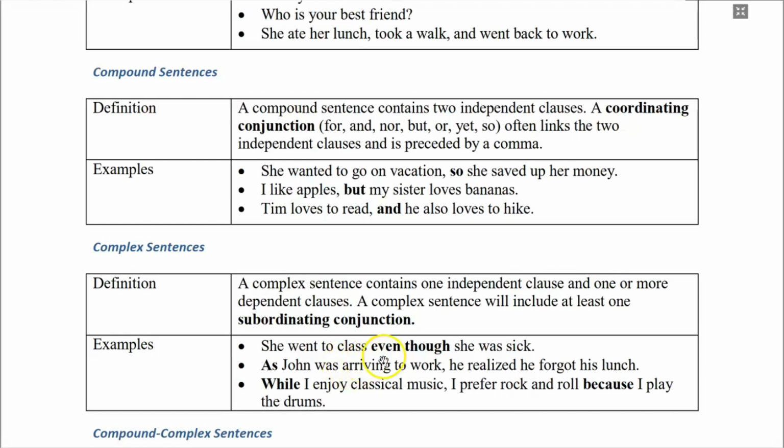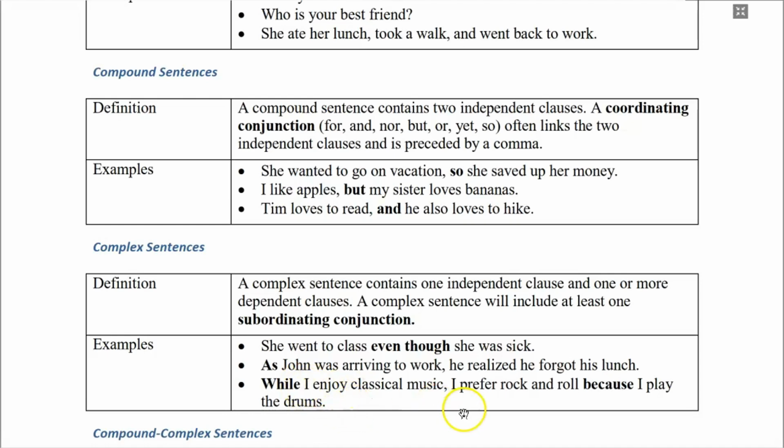She went to class even though she was sick. So if you say even though she was sick, that doesn't make sense. But if you say she went to class, it makes sense. So she went to class is the independent clause, while even though she was sick is the dependent clause. As John was arriving to work, he realized he forgot his lunch. So as John was arriving to work, that's the dependent clause, while he realized he forgot his lunch is the independent clause.